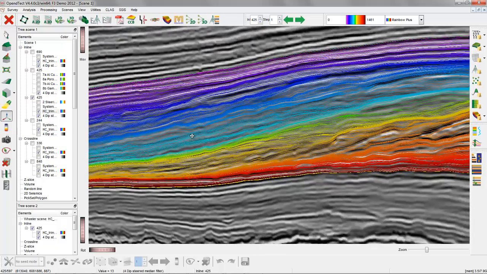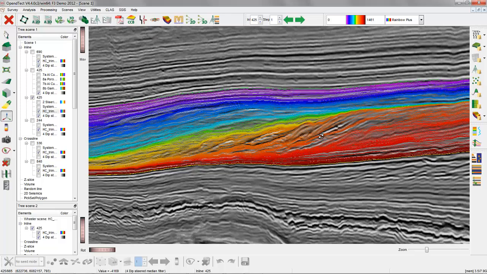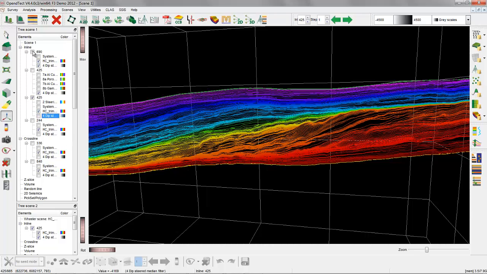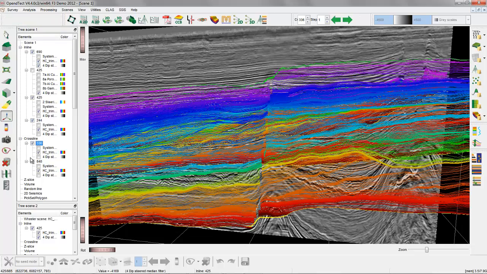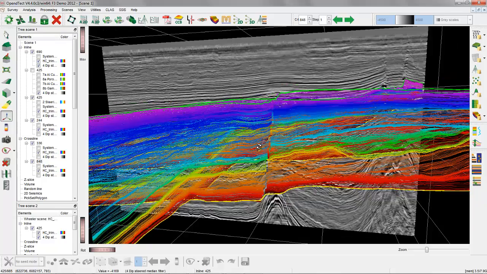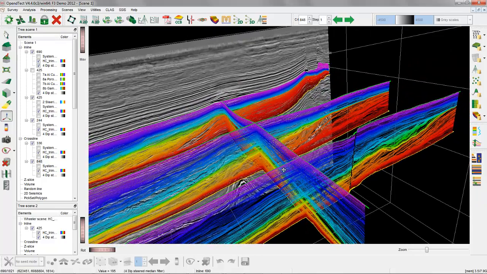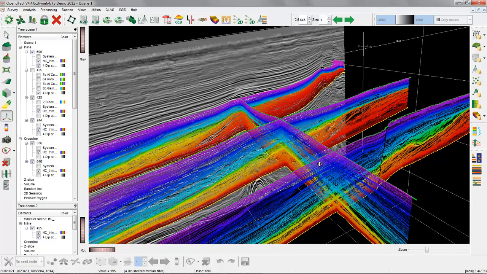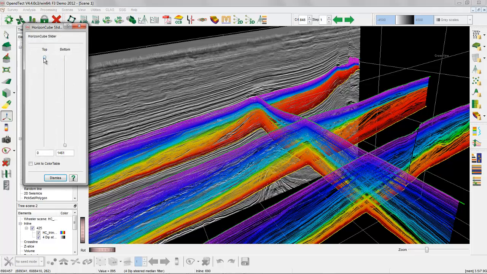Now, once we have calculated the horizon cube, the fun part starts, because now we can do all kinds of geologic interpretations. And we'll demonstrate this by just looking at a couple of lines. Let's first have a look at how the depositional sequence actually filled in this sequence. We're doing that by playing with this slider here.